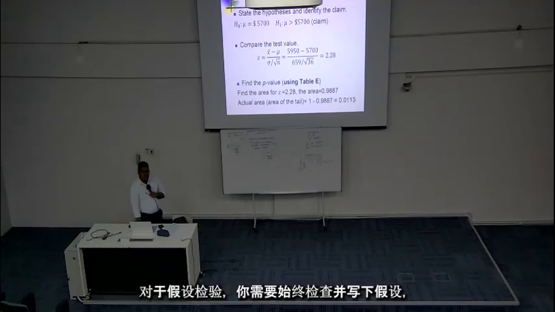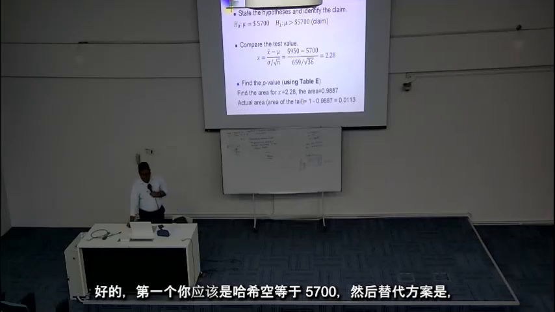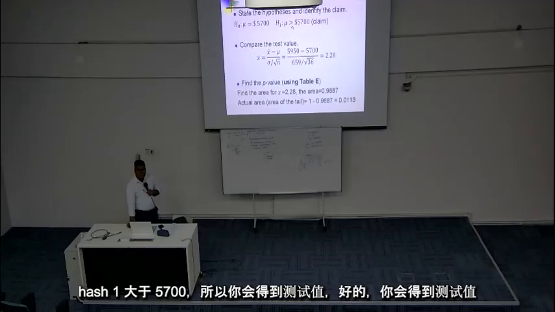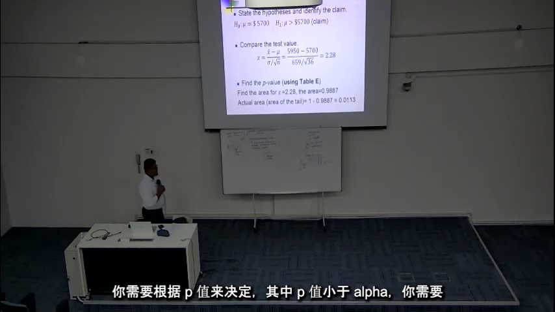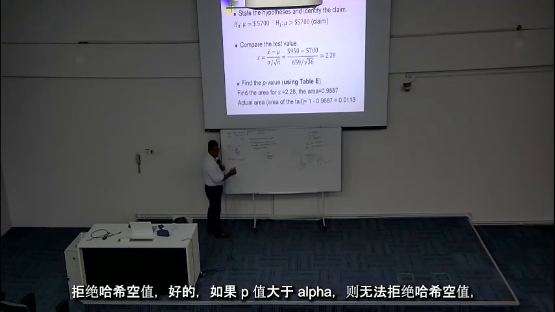All right, so the first step for the hypothesis testing, you need to always write the hypotheses. H null is equal to 5700, and the alternative H1 is more than 5700. So you will get the test value, which is equal to 2.28. Then you need to use the p-value, because you need to decide based on it: if the p-value is less than alpha, you reject H null; if the p-value is more than alpha, you fail to reject the H null.